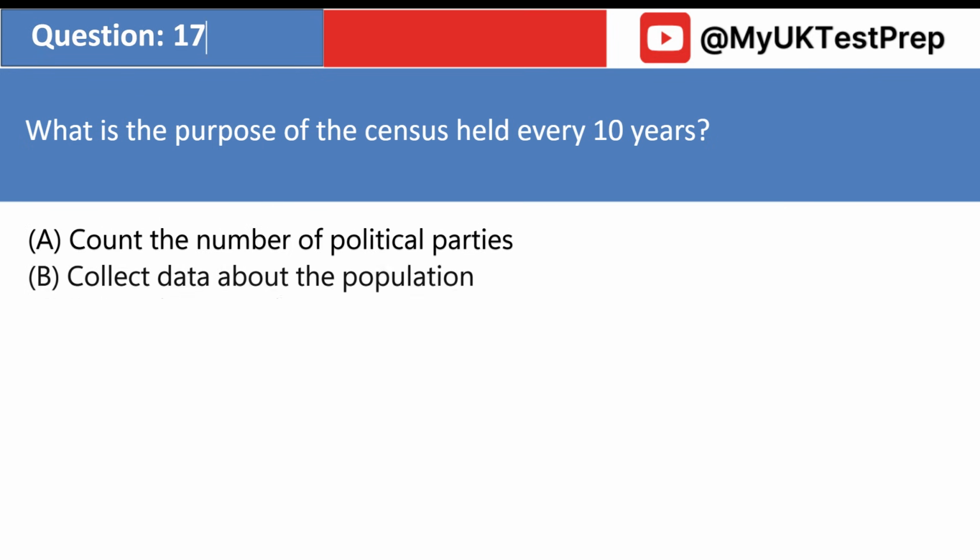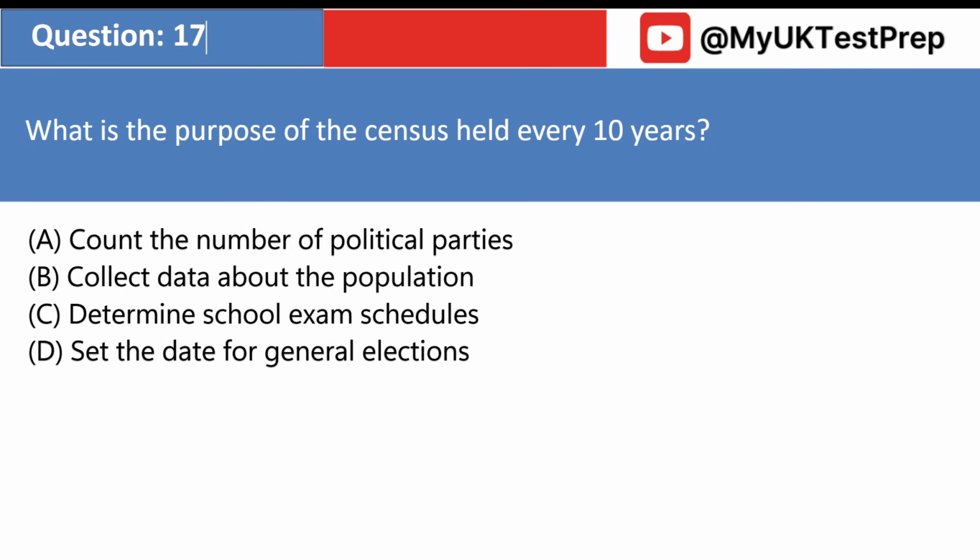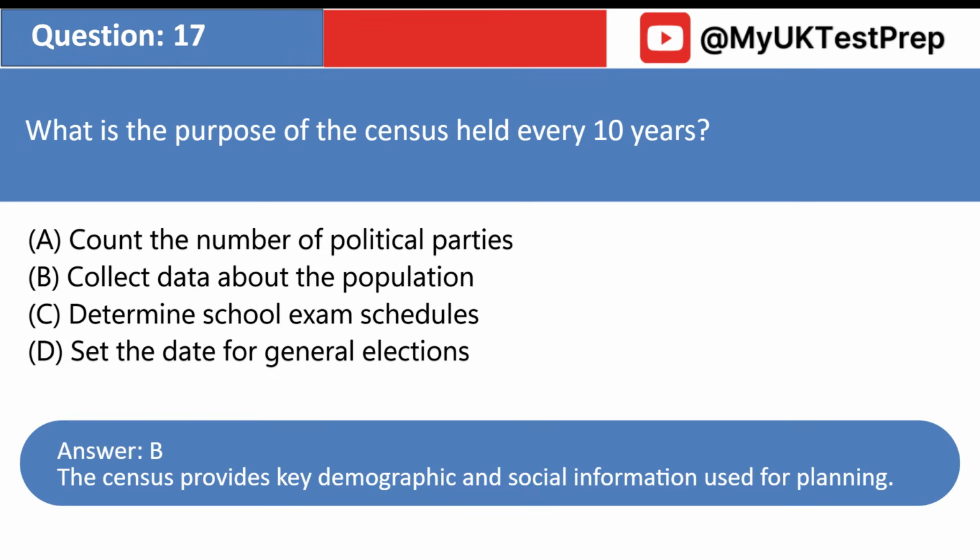What is the purpose of the census held every 10 years? A. Count the number of political parties. B. Collect data about the population. C. Determine school exam schedules. D. Set the date for general elections. Answer: B. The census provides key demographic and social information used for planning.